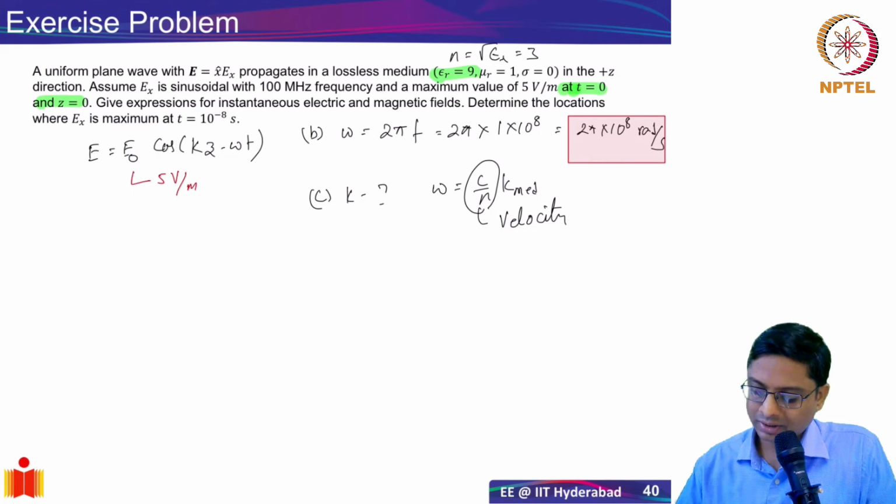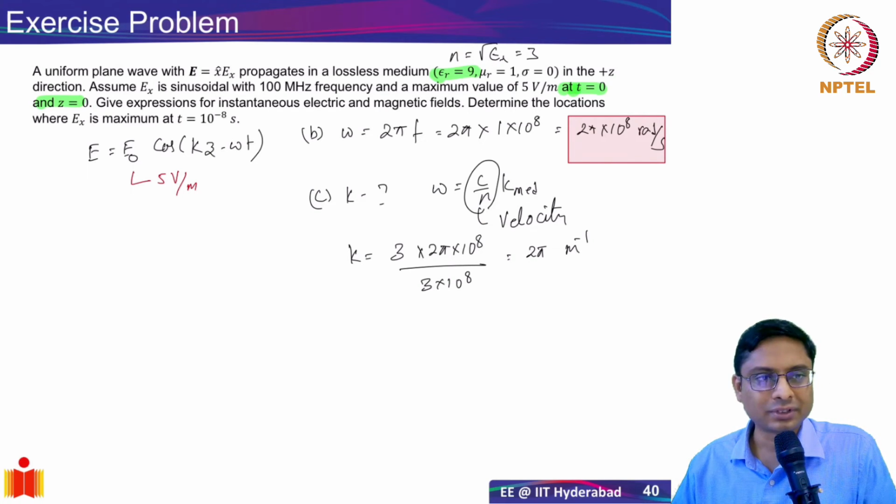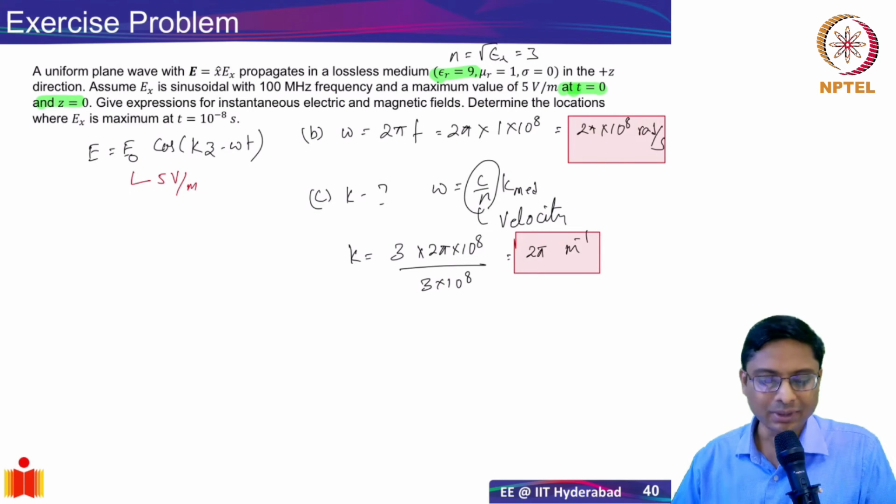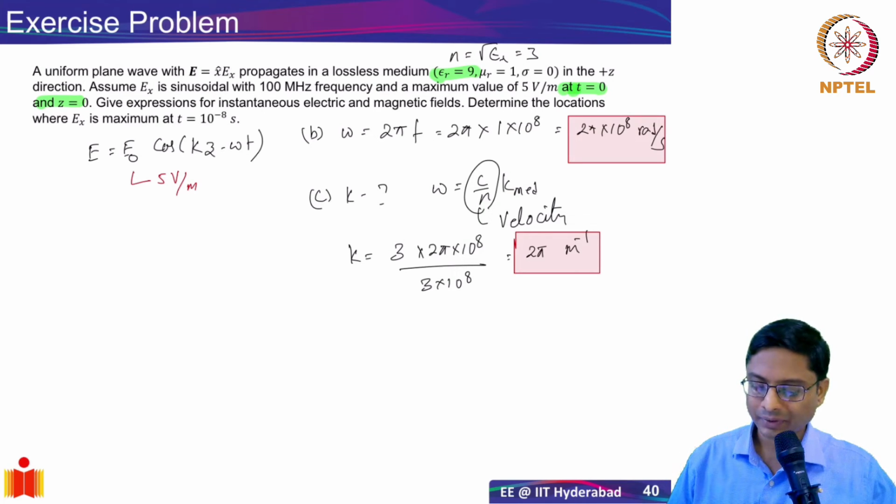k is going to be omega over c by n. Let me try that. n is 3, and omega is 2 pi times 10 power 8, divided by c, which is 3 into 10 power 8. So that is going to be 2 pi over 3. The units are meter inverse for k. All right, so this is my second item. Once I have these values, I can easily put them back into the expression, and I will have an expression for the electric field. I won't do that, but we put back the k and omega, and that's it. We have the answer.